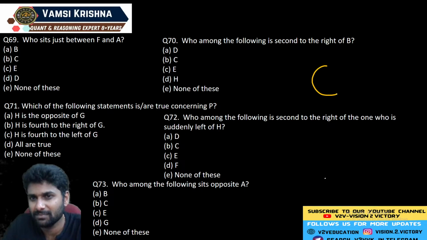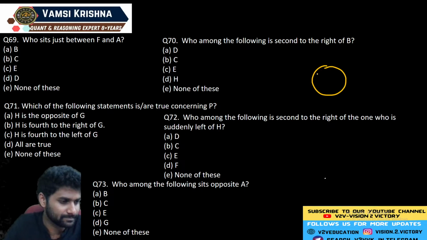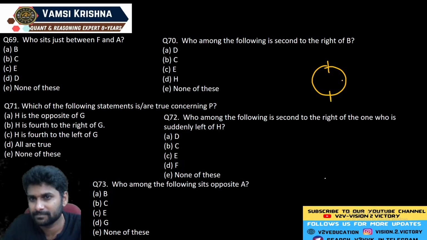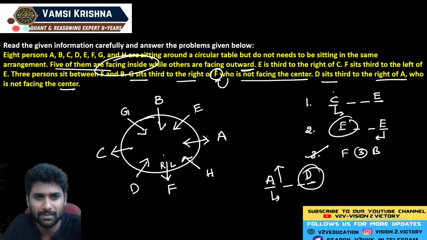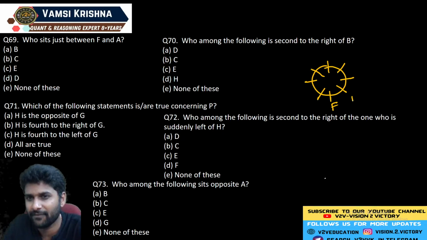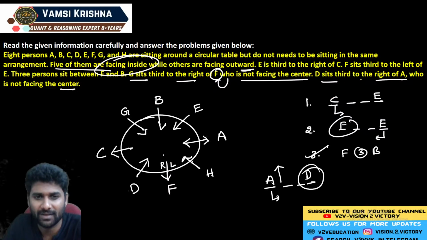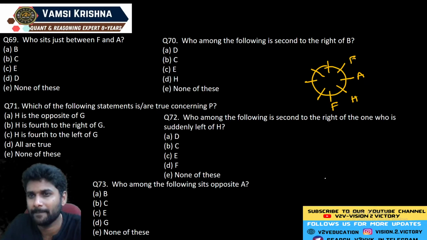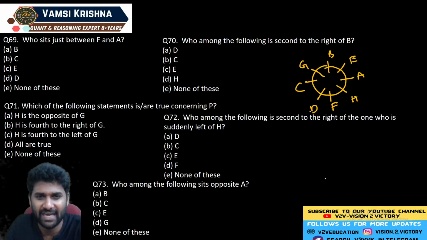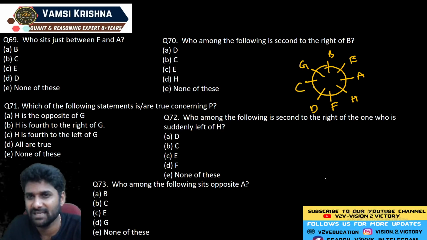I will draw a diagram here. F, H, A, E, B, G, C. And you know that C, F, A are facing outside and the remaining all are facing inside.